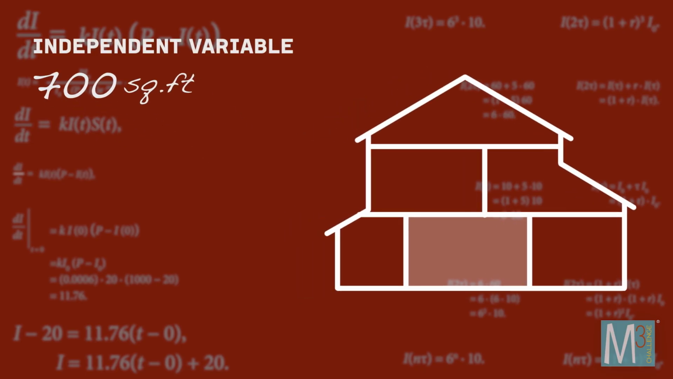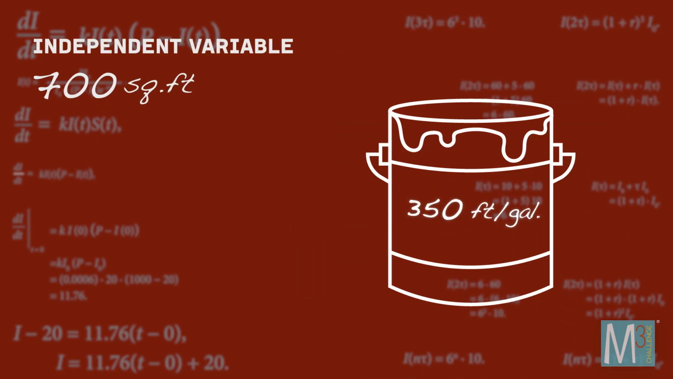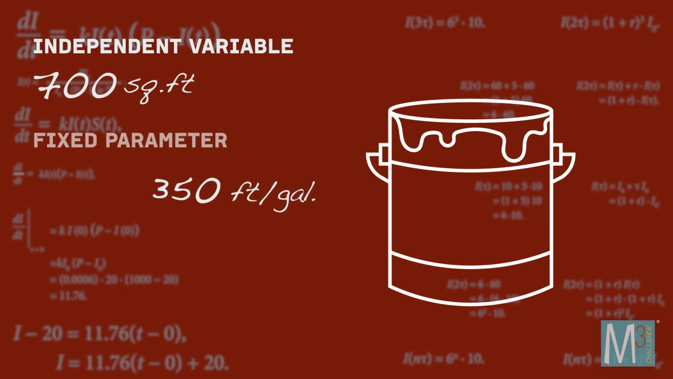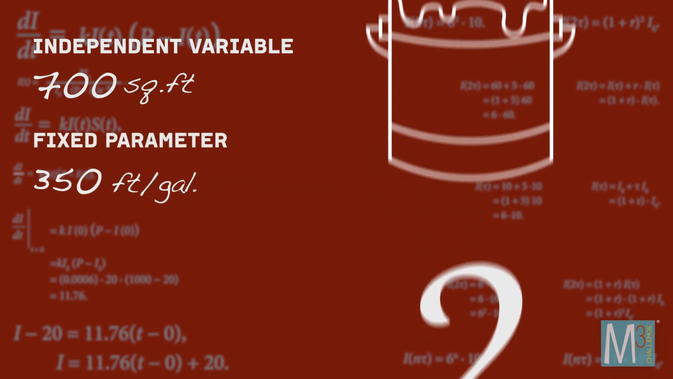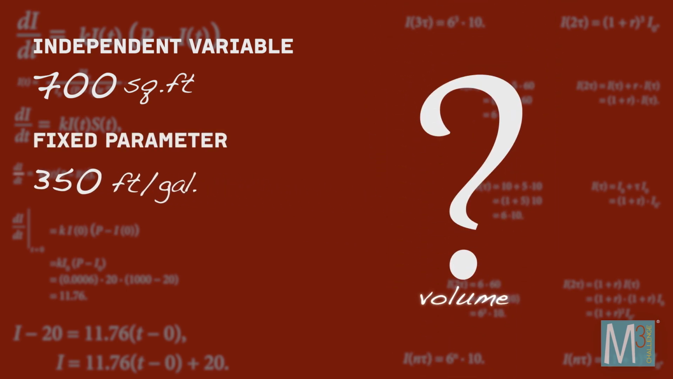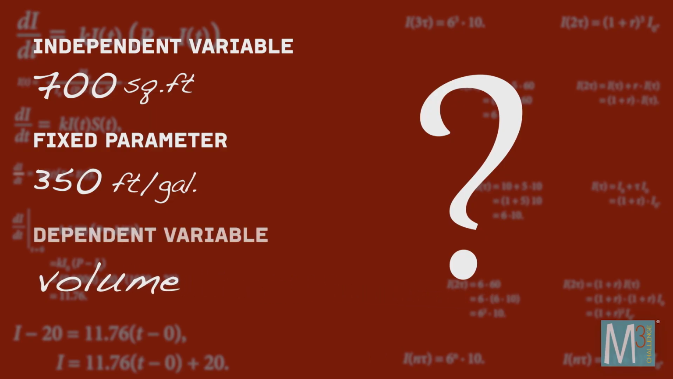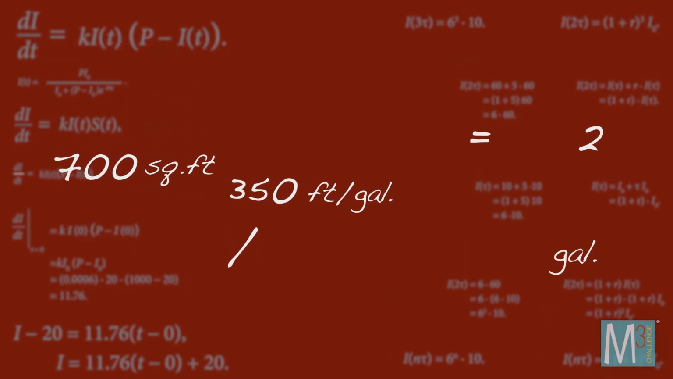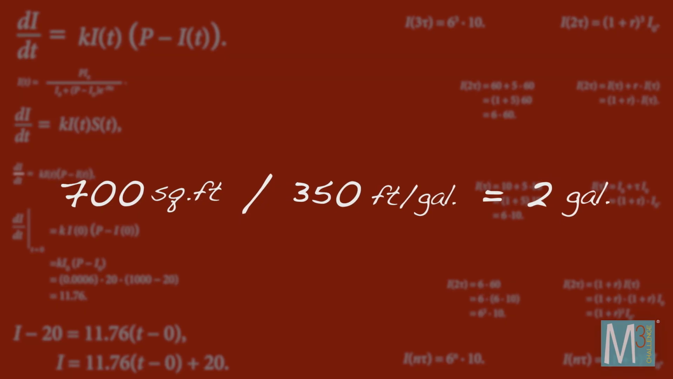You also know how many square feet a particular brand of paint will cover. That's a fixed parameter. The only thing you don't know is the volume of paint you'll need. So that's the dependent variable, or output you seek. Once you've figured that out, you're well on your way to finding a solution. In this case, buy 2 gallons of paint.